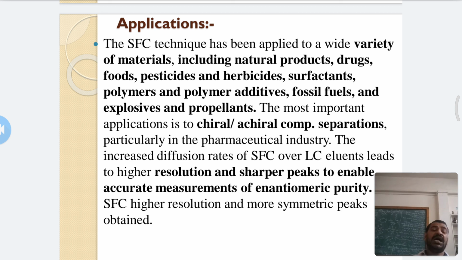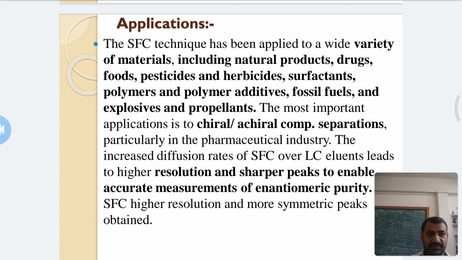It is also mostly used in the pharmaceutical industry, because the most important application is chiral and achiral compound separation. Mostly it is used for separation of chiral as well as achiral substances, particularly in pharmaceutical industries.